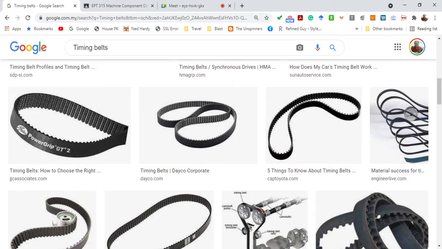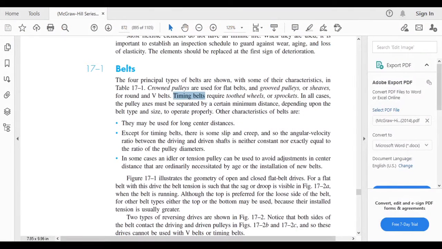And the other characteristics of belts: they are used for long center distances. Except for timing belts, there is slip and creep, so the angular velocity ratio between the driving and driven shafts is not constant or not exactly equal to the ratio of the pulley diameters. What is slip and creep?